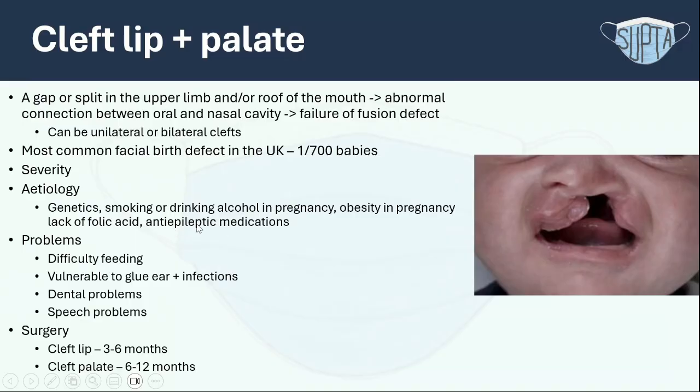It has a vast array of different etiologies, and some of the problems that can occur are that the infant might have difficulty feeding, be vulnerable to glue ear and infections, dental problems and speech problems, and then you have surgical intervention. So if it's just a cleft lip, you can have it done between 3 to 6 months, and if it's cleft palate, then you might want to wait for it to be 6 to 12 months.